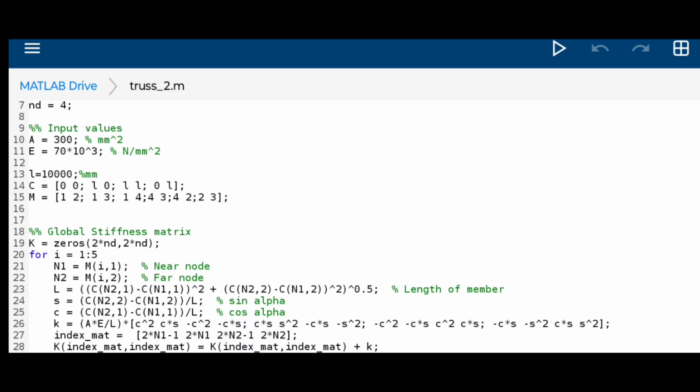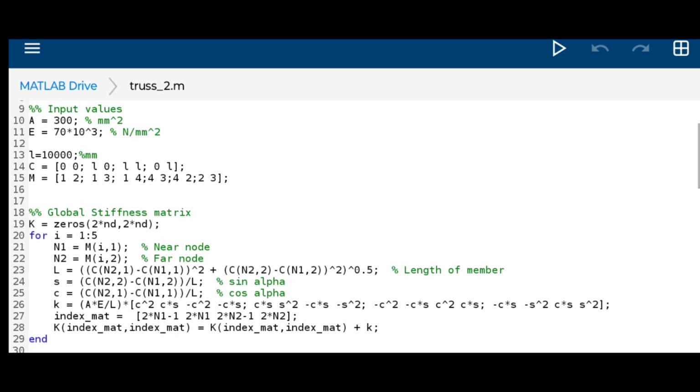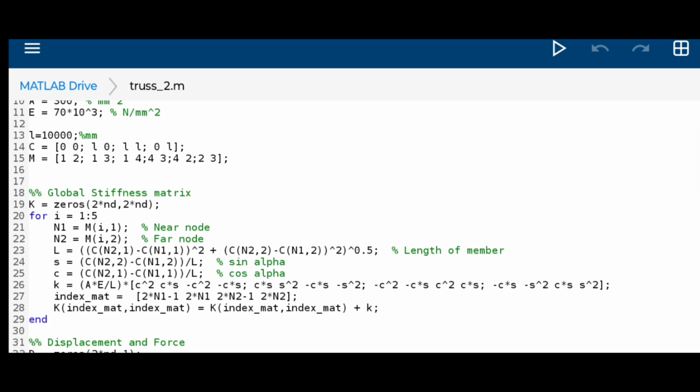Now you have these coordinates. Node 1 is at 0 0, x 0 and y 0. Node 2 is at x equals L and y equals 0, and node 3 is at x equals L and y equals L, and node 4 is just above node 1, at x equals 0 and y equals L. As I have already shown you in the problem, it is quite simple to understand. Then we will move to the nodal connections.